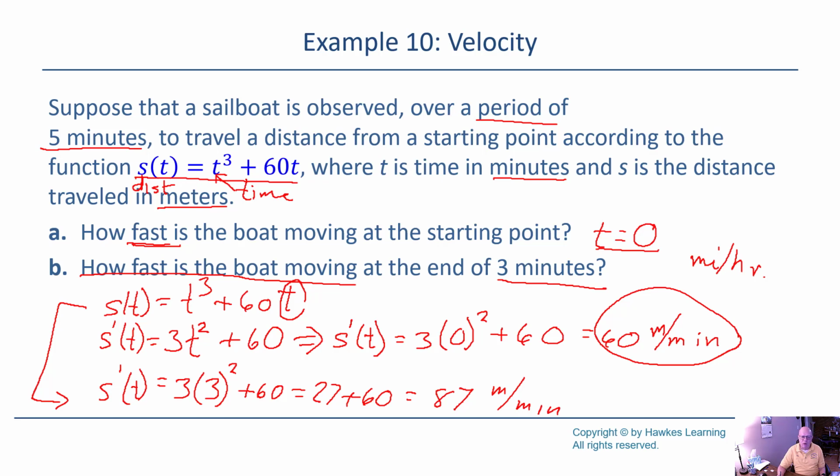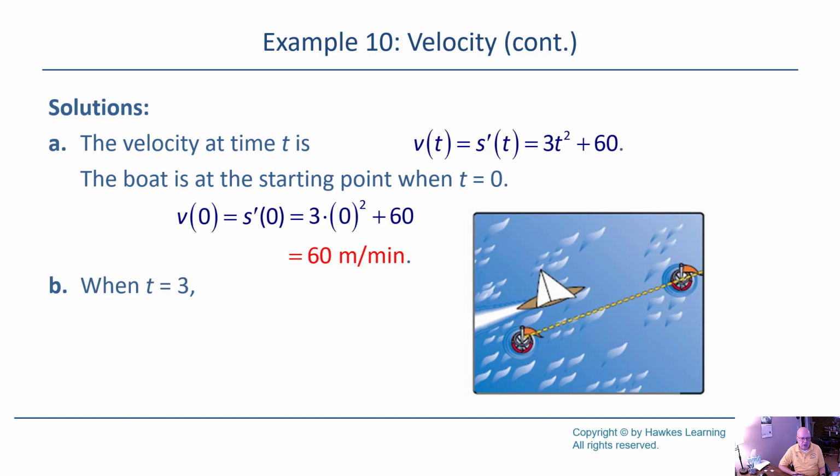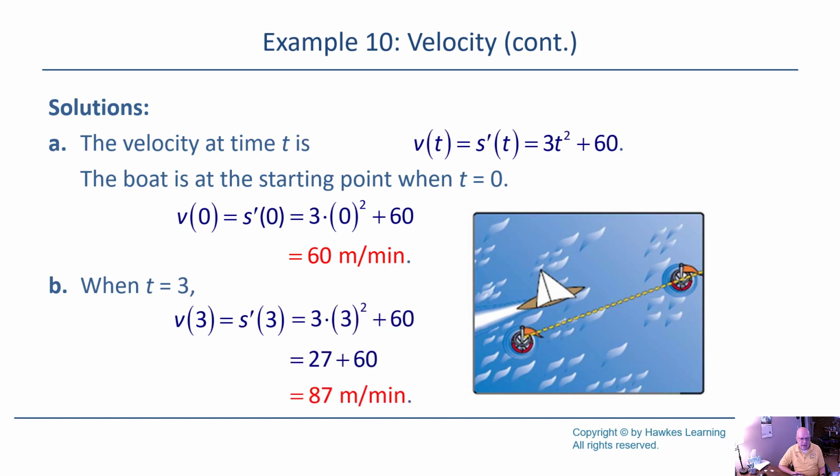So how well did you do? Or at least did you follow it? There's your velocity, which is the derivative of the distance function. You might want to keep that in mind. There's the derivative at the starting point, t is 0. So you put 0 in for t in s prime. There's 60 meters per minute. Part 2, at 3 minutes, put the 3 in for t in s prime. What do you get? 87 meters per minute. How do you do?